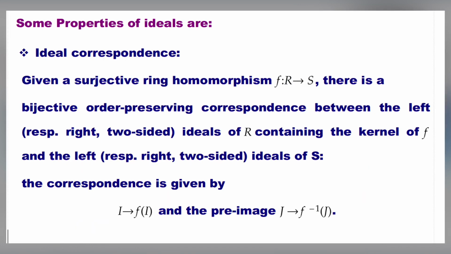Ideal correspondence. Given a surjective ring homomorphism f from R to S, there is a bijective order preserving correspondence between the left, respectively right, two-sided ideals of R containing the kernel of f and the left, respectively right, two-sided ideals of S. The correspondence is given by I to f(I) and the pre-image J to f⁻¹(J).